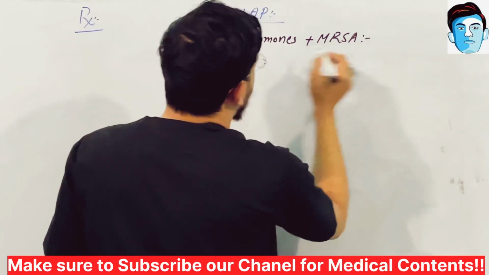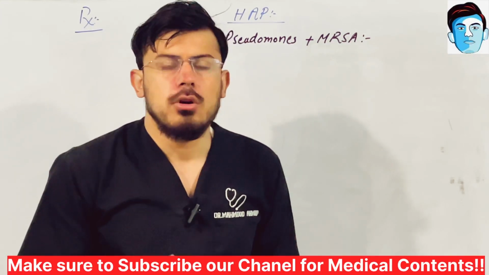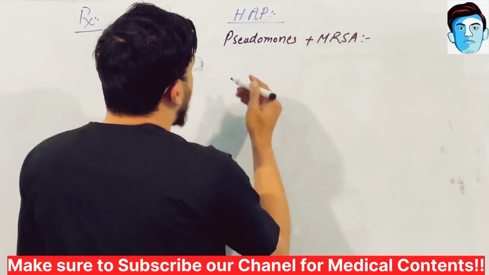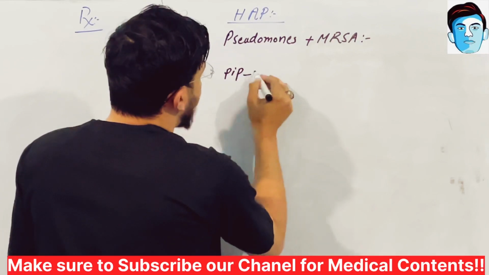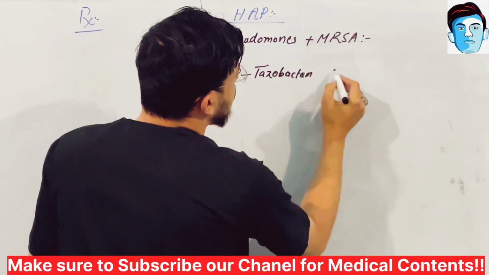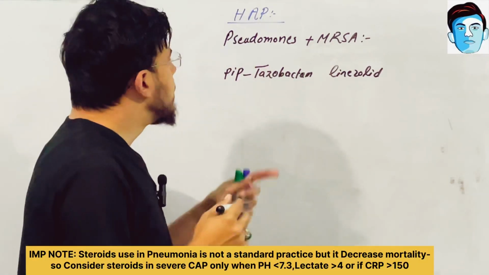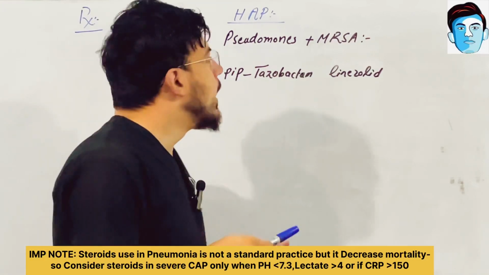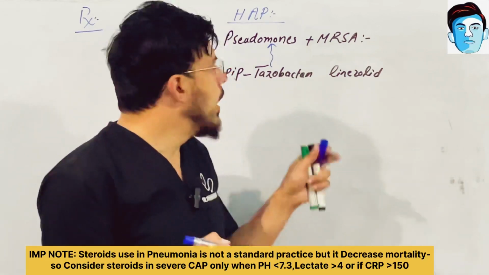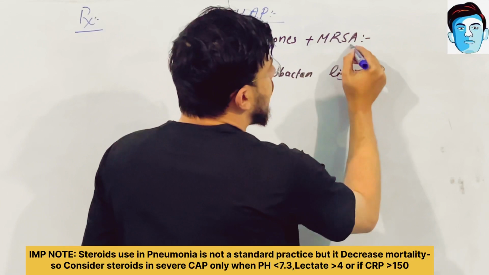As you know, these are the resistant bacteria, so you have to give stronger antibiotics. So you can give piperacillin and tazobactam, and you will give linezolid. What happens is that piperacillin and tazobactam will kill the Pseudomonas, right? So Pseudomonas is killed by piperacillin and tazobactam, while linezolid will kill the MRSA.